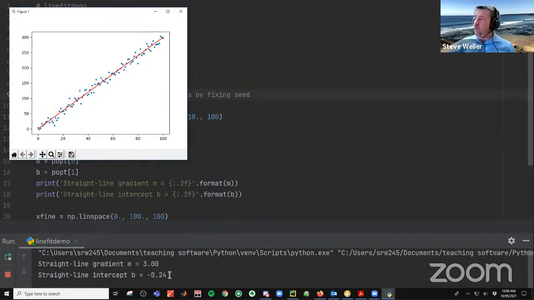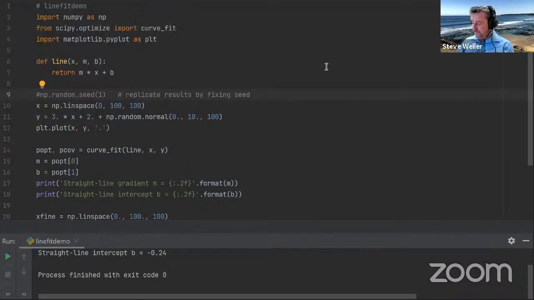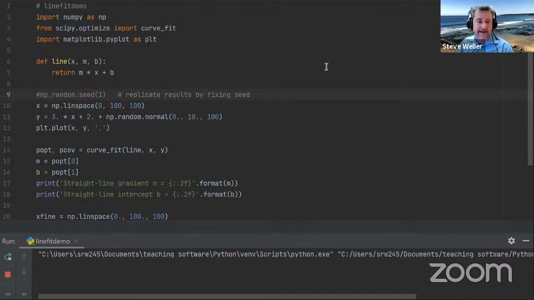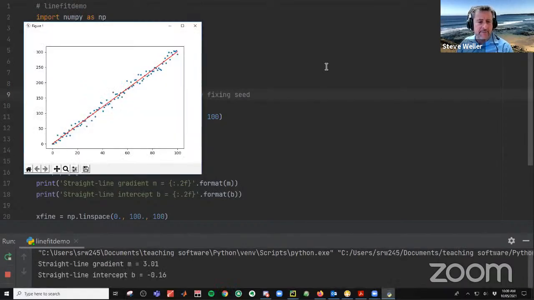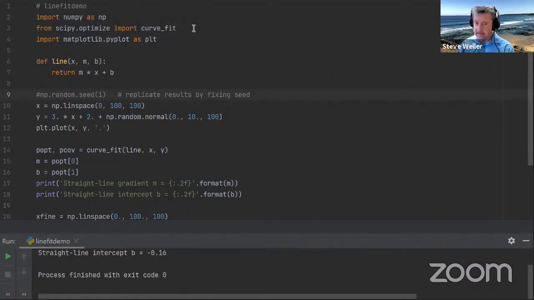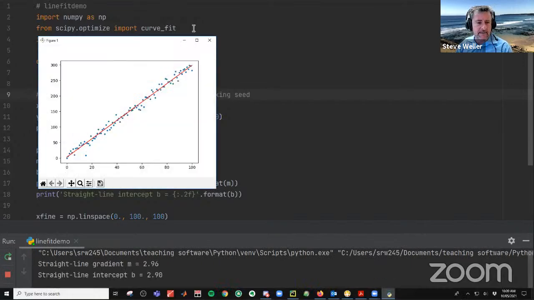It's got the offset a bit wrong, but again, being wrong by a couple of units when the vertical scale is such as it is really doesn't matter. It is the best line fit. Run it again. There we get the gradient almost exactly right again. Run it again. This time it's underestimated the gradient, but it's still done a pretty good job.